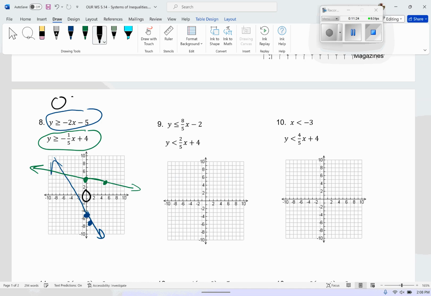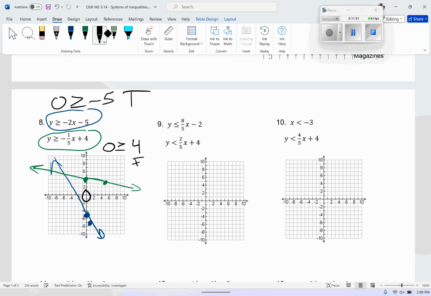So I get 0 is greater than, if I plug 0 in here, I get what? 0, 0 minus 5 is what? Is 0 bigger than -5? True. Let's do 0, 0 here. Plug 0 here. -1/5 times 0 is? 0 plus 4 is? 4. Is 0 bigger than 4?